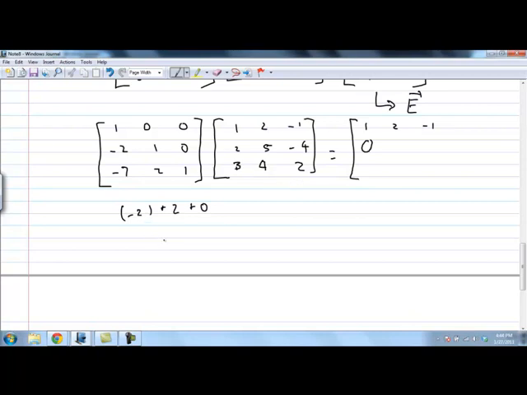In the second row, second column, I will have minus 4 plus 5 plus 0, which gives me 1. And in the second row, third column, I will have 2 minus 4 plus 0, minus 2.